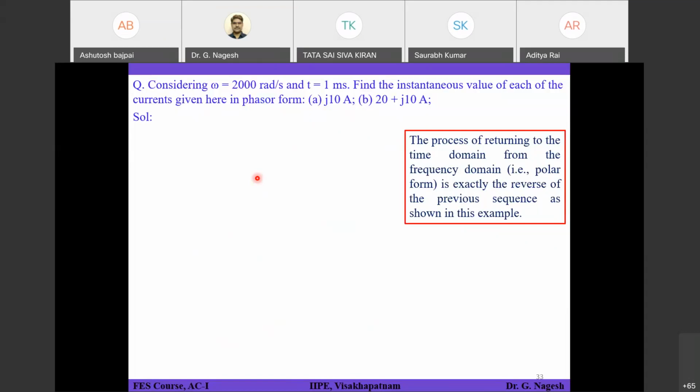Sir, first one, 10 into e power, 10 into e power 2 plus, sir.